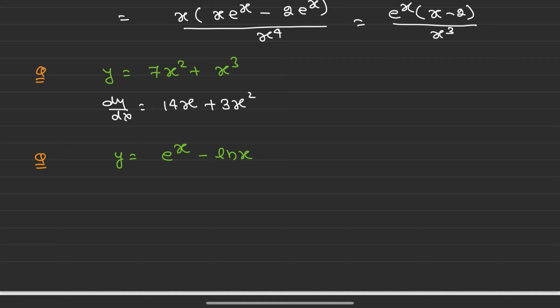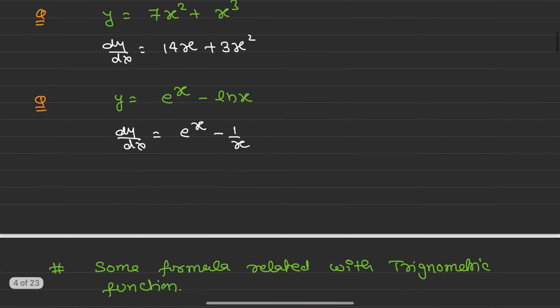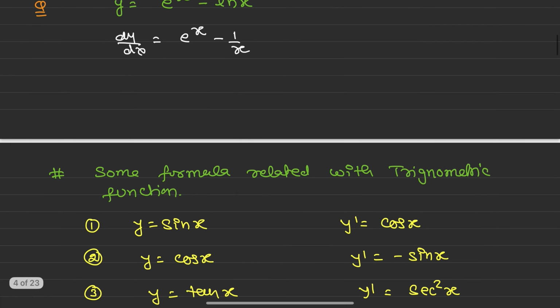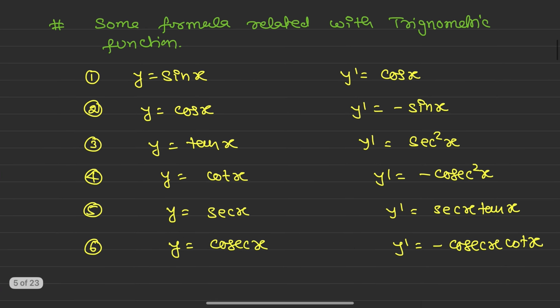Next question, we are having y equal to e power x minus log x. When you do the derivative over here, dy by dx value will become derivative of e power x minus derivative of log x, 1 by x. It will be your answer. All these questions are just for practice so that you can remember all the formulas. Here in this concept, important is the formula. If you know the formulas of derivative, we can solve these questions.